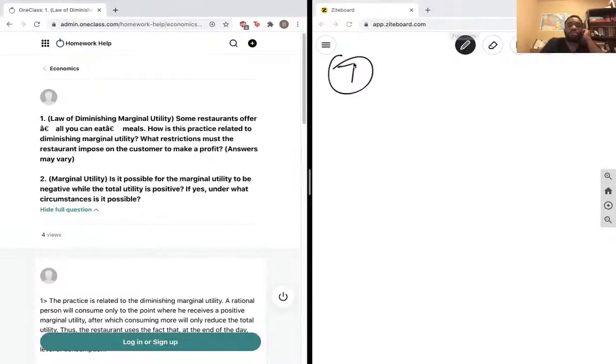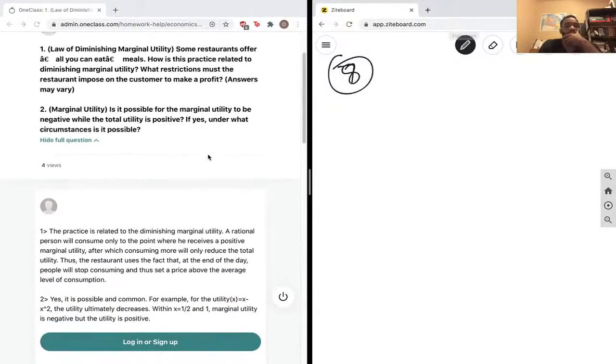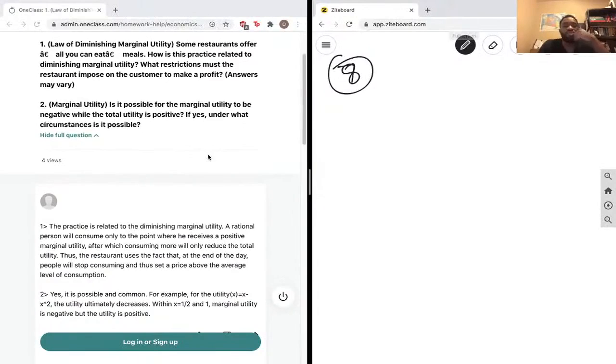Question number 8. Law of diminishing marginal utility. Some restaurants offer all-you-can-eat meals. How is this practice related to diminishing marginal utility? What restrictions must the restaurant impose on the customer to make a profit? Answers may vary. Our tutor says this practice is related to diminishing marginal utility.